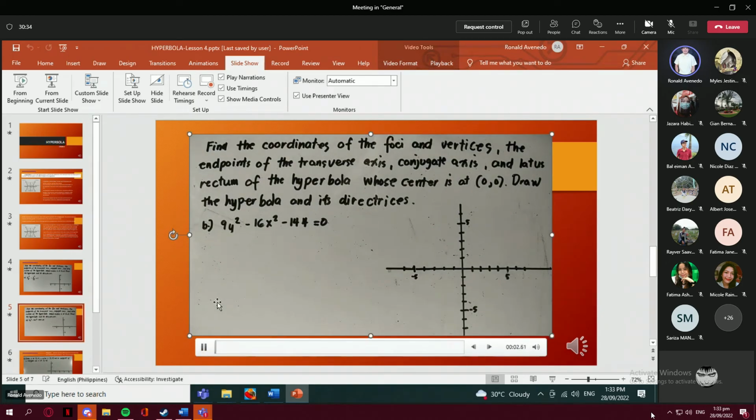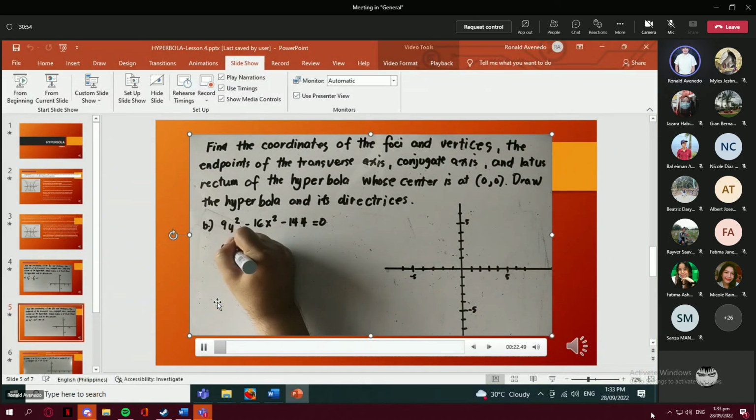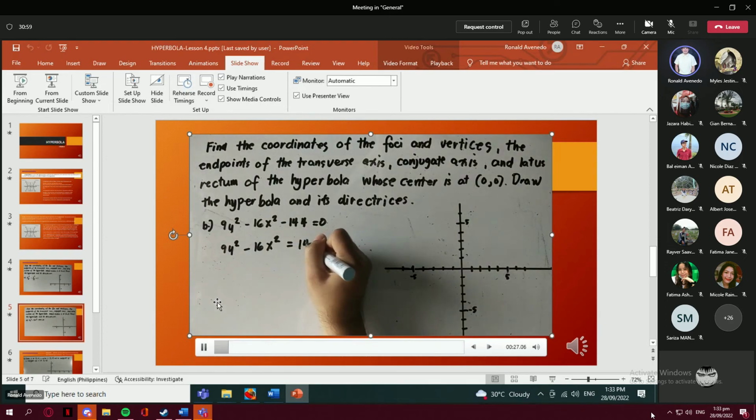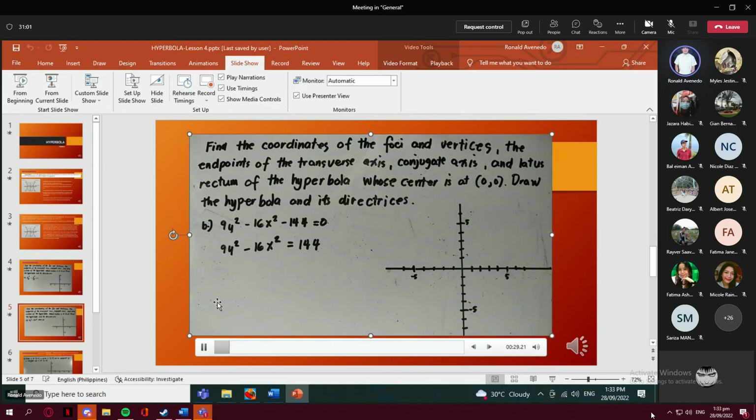Another example, the given equation is 9y squared minus 16x squared minus 144 is equal to 0. The given is in general form, so we will rewrite this in standard form. We will transpose the constant to the right side. So 9y squared minus 16x squared is equal to 144. Equate the equation to 1, so therefore divide both sides by 144.